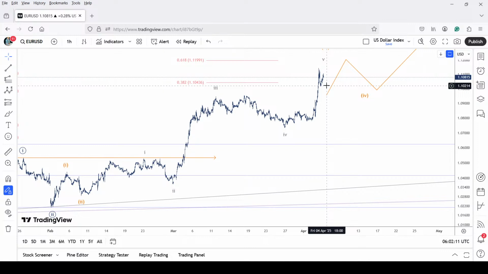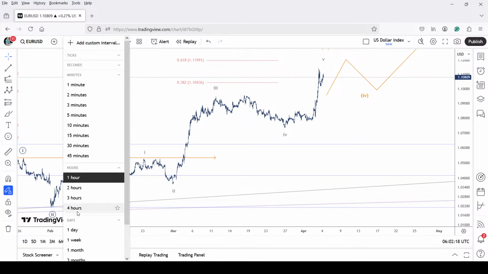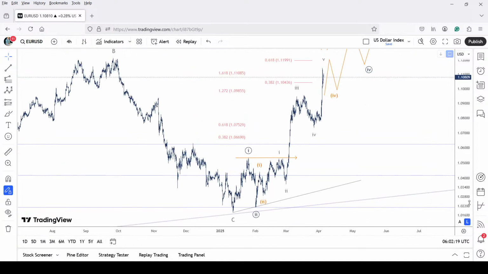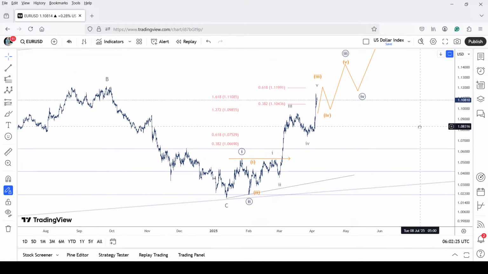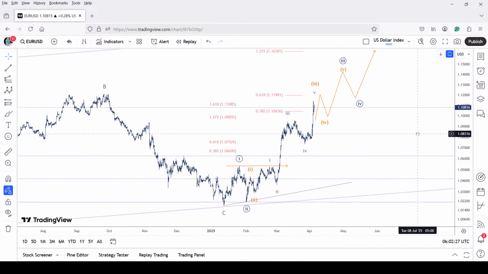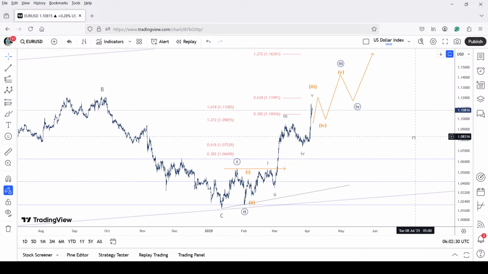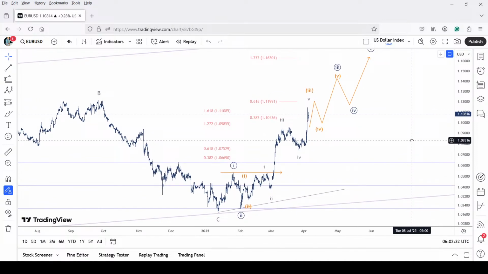All right, so there is no change structurally. Let me go back to the 4-hour time frame. All right, there is actually no change structurally, and we've not changed anything on the labeling.